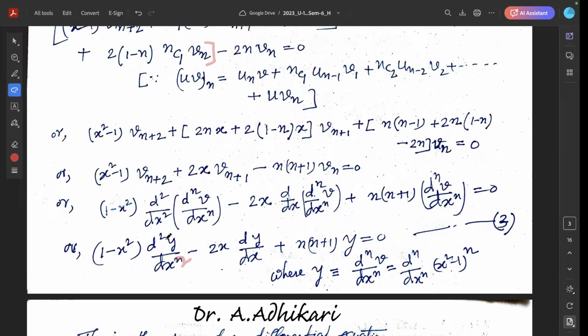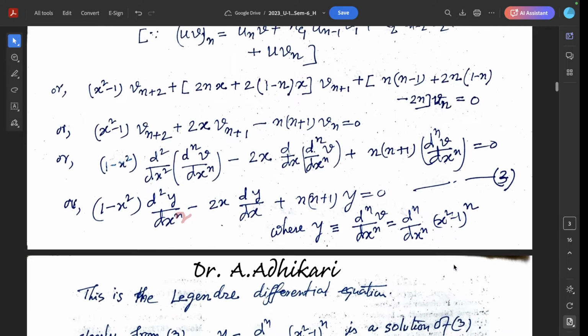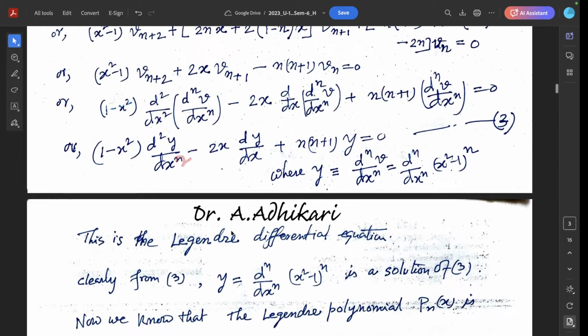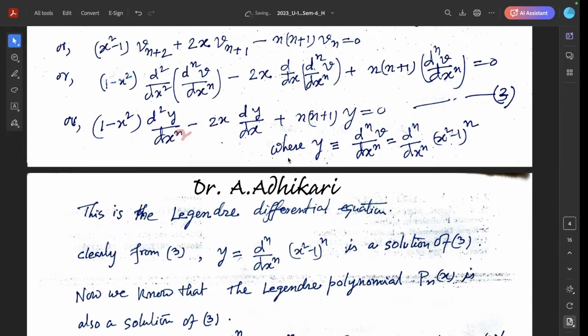This is x square d2y/dx square minus 2x dy/dx plus n(n+1)y, where y is d^n/dx^n of (x square minus 1) to the power n. And this equation 3 is the Legendre differential equation. So clearly this y, d^n/dx^n of (x square minus 1) to the power n, is a solution of 3.